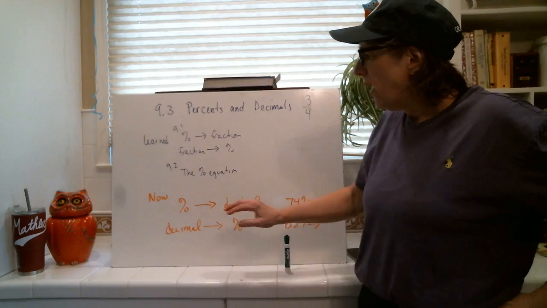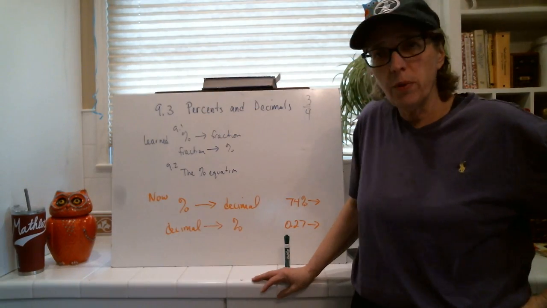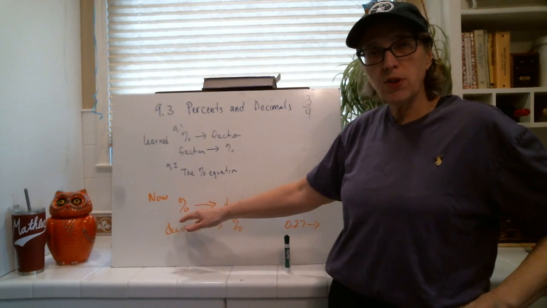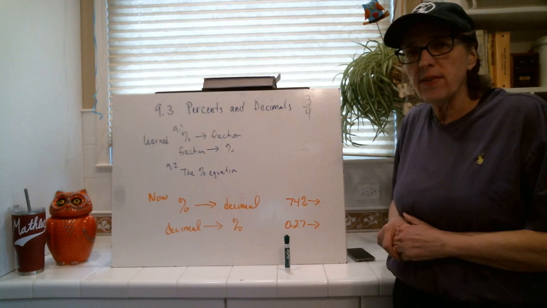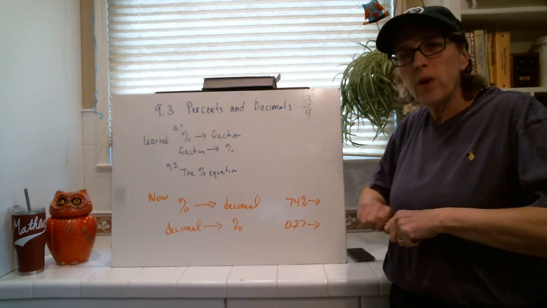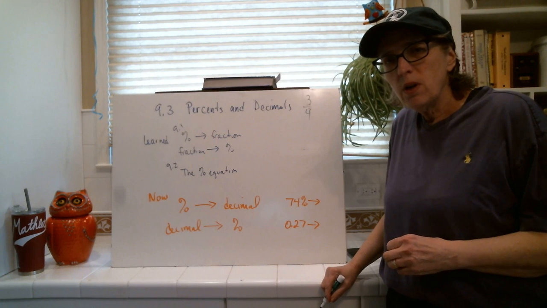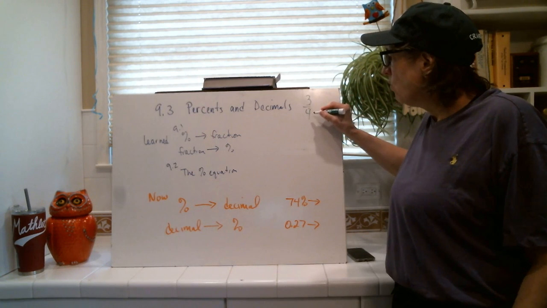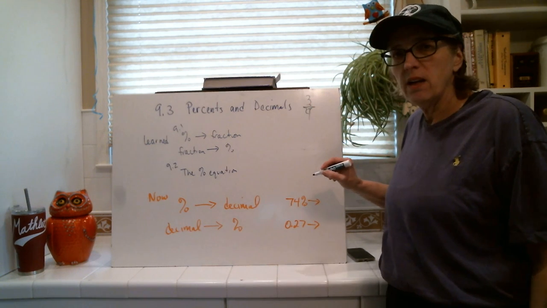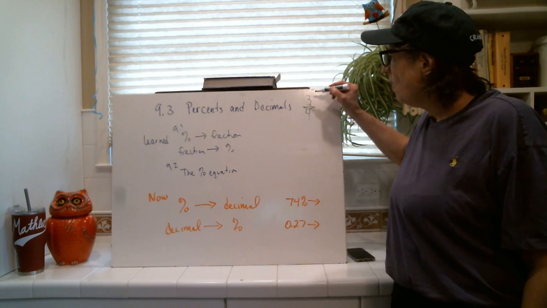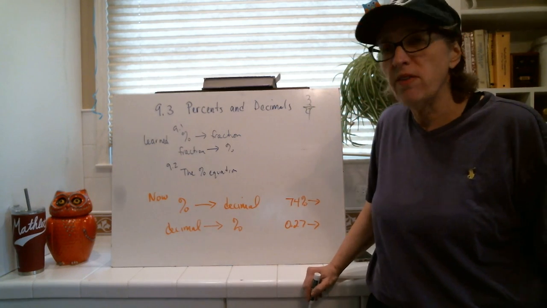All right, so now we're going to be in 9.3 with percents and decimals. What we're going to be doing is changing a percent to a decimal and a decimal to a percent. It's not as difficult as you might think, but just as a quick review, to change a fraction to a decimal, we read 3 over 4, and this sign we treat like a division sign. So in your calculator, you would go 3 divided by 4, which is 0.75.